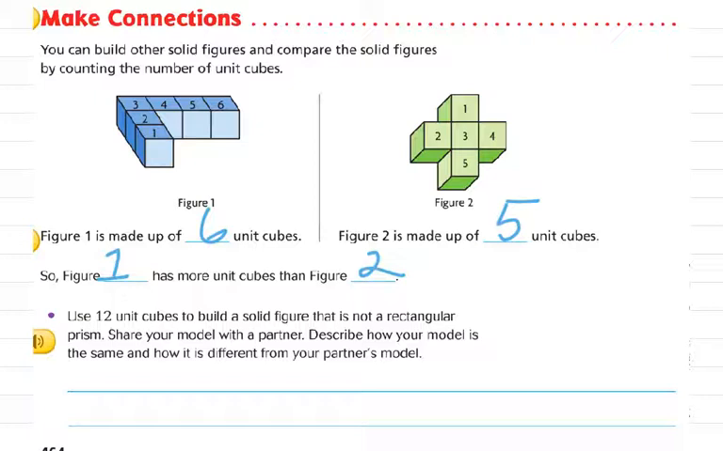And lastly, we're going to summarize our understanding of this unit where we've been starting to explore volume, which is what we're going to continue to explore as we go on in these lessons. It says, use 12 unit cubes to build a solid figure that is not a rectangular prism. So it cannot be a rectangular prism, and I'm going to underline that. Share your model with a partner. Describe how your model is the same and how it is different from your partner's model.